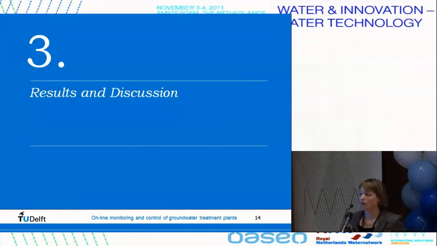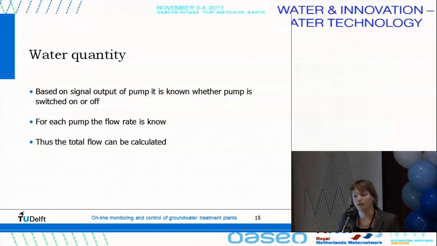So, if we go to some preliminary results and discussions. If we, for instance, look at water quantity. Well, you can determine the water quantity based on the output of the pump, so you know whether it's switched on or off, you know the flow of the pump, so you can calculate the total flow. Besides that, there's also a flow measurement in place in the intake of the water treatment plant. So you would expect that both signals are the same.